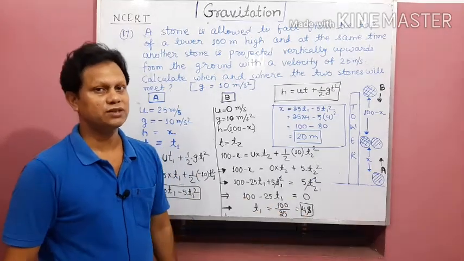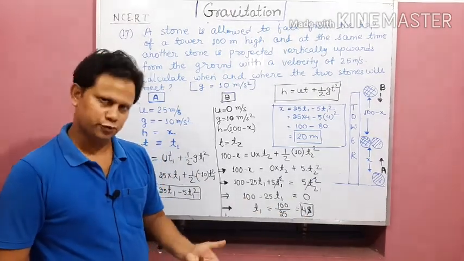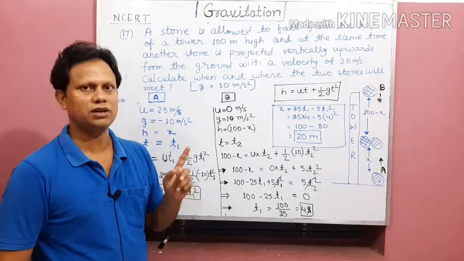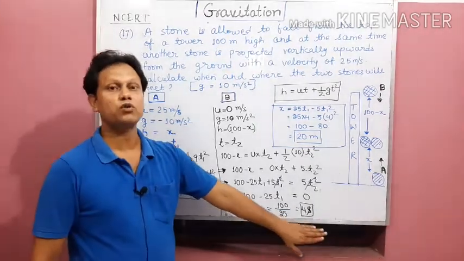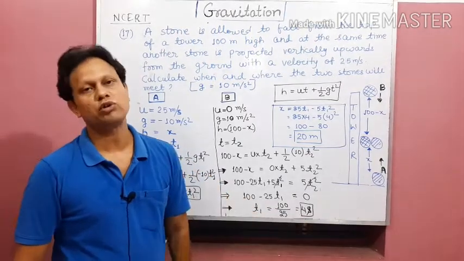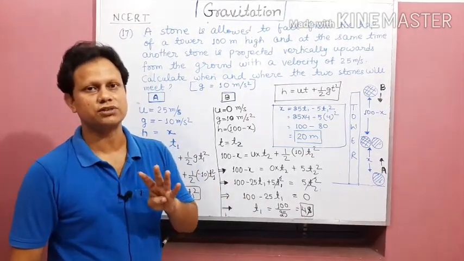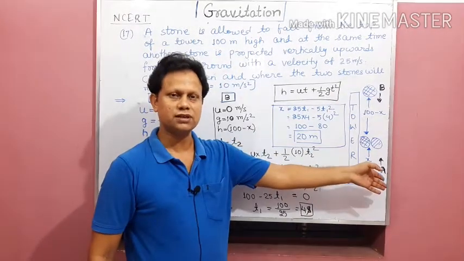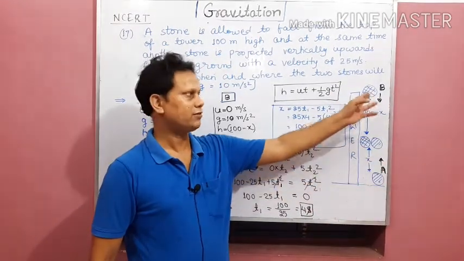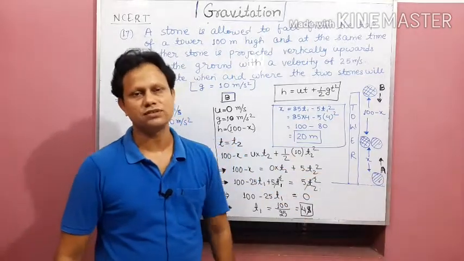So what will be the time taken by stone B? 4 seconds only, because in the same time they both meet each other. So this is the way in which we can find out when they are going to meet. They are going to meet after 4 seconds of their journey. For stone A, 4 seconds is the time of journey, and for stone B also the time of journey is 4 seconds.